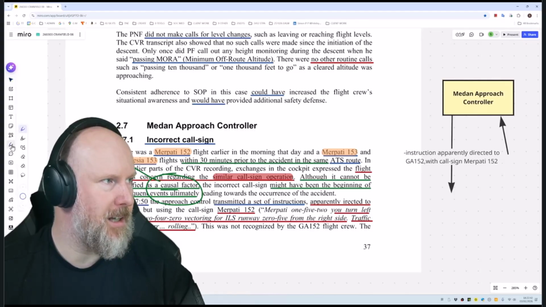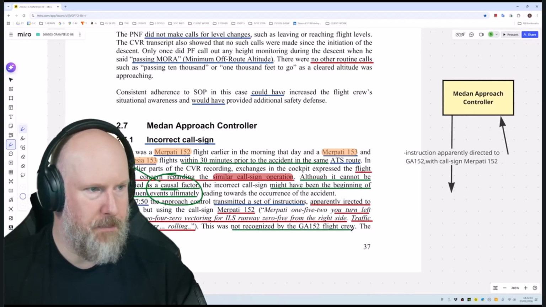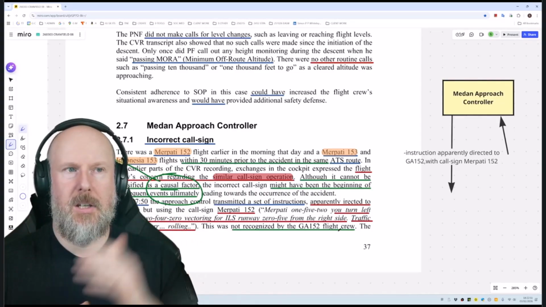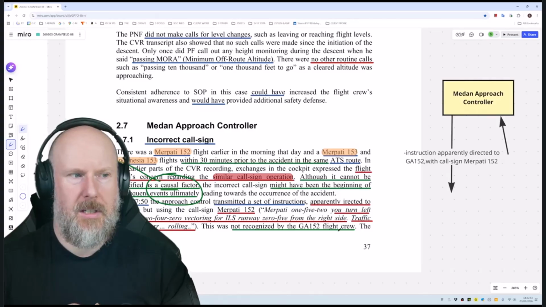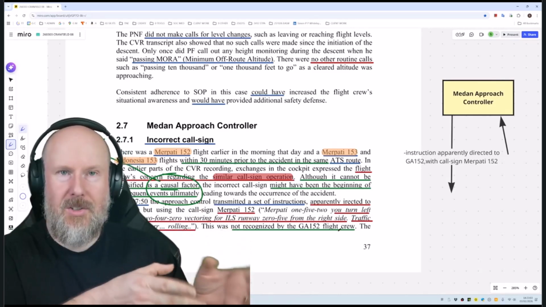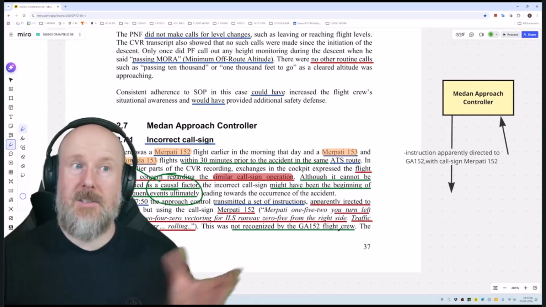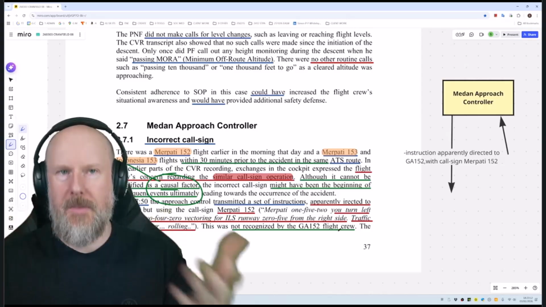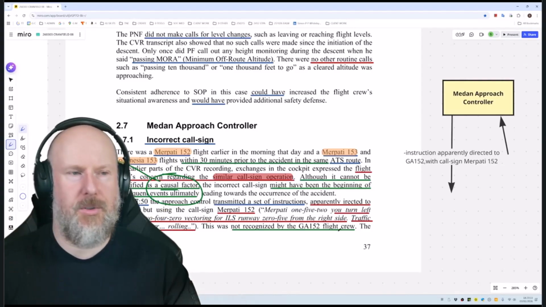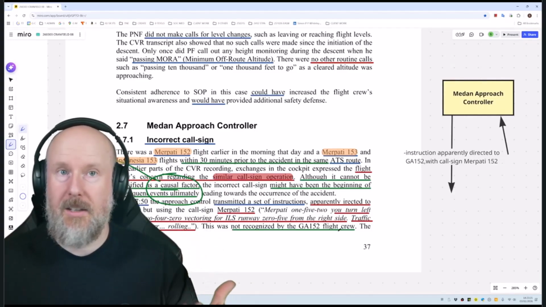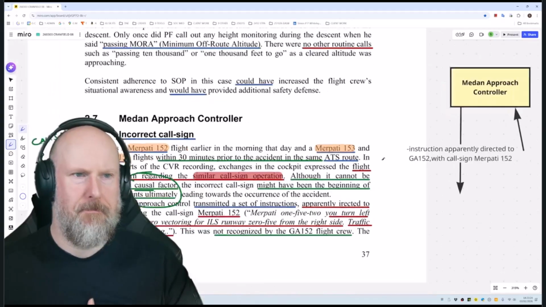So this was not recognised by the GA152 flight crew. So if you think about the control actions and the timing perspective, when the controller provides the control action, they themselves may not have recognised that they've provided an incorrect control action. Of course, that's my understanding right now on page 37. On page 38, it might say, yes, the median approach controller recognised that they misspoke or whatever the issue was, and then they provided a correct control action, a corrective control action. But again, it's in the minds of the GA152 flight crew. They've not recognised it because it's not, from their perspective, addressed to them.